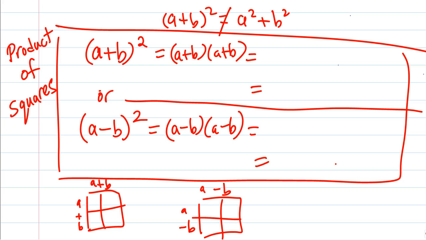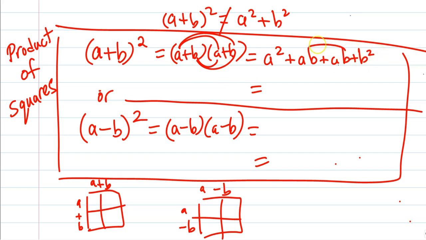What does a plus b squared mean? Well, it means a plus b times a plus b. So write it out and distribute it. A times a gives us a squared. A times b gives us ab. B times a gives us ab. And b times b gives us b squared.